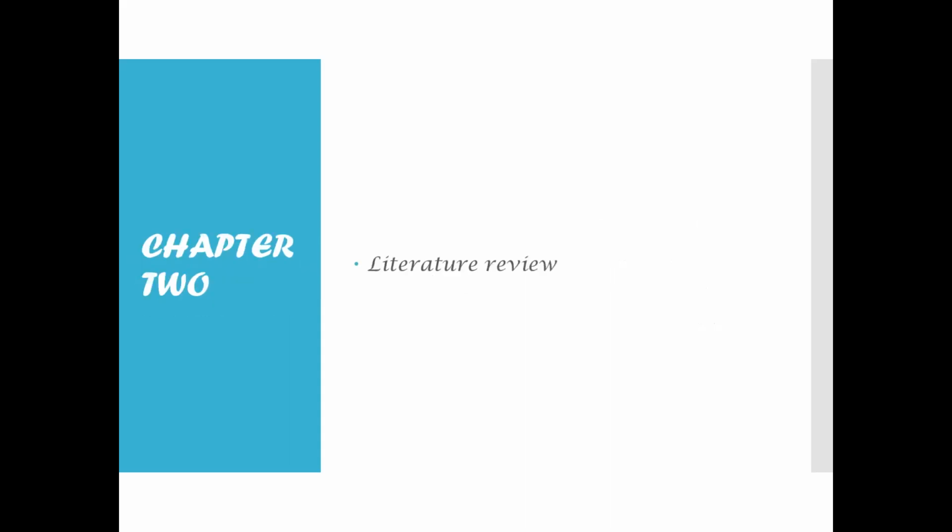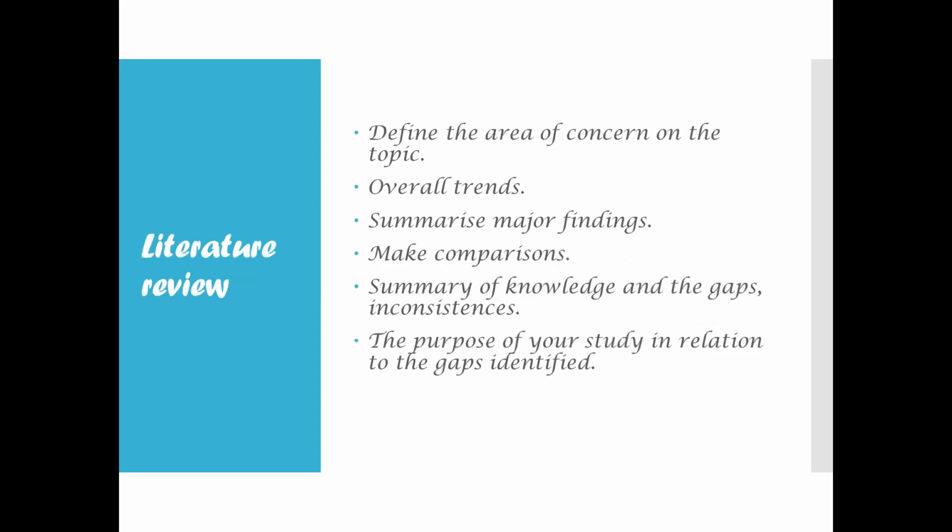So chapter 2 consists of literature review. Under literature review, we define the area of concern on the topic. So we talk about the overall trends. You summarize major findings that you may have found. Then you make comparisons of different literature. Then you include a summary of the knowledge and the gaps and inconsistencies. And then the purpose of your study in relation to the gaps identified.